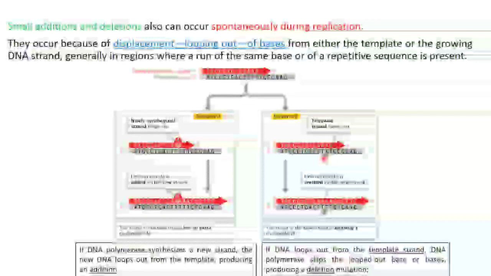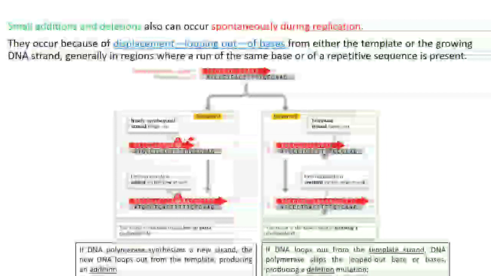When this loop occurs at the level of the template, the DNA polymerase reading the template will miss this looped out thymine. It will not be able to read it. So if it doesn't read it, it will not be able to put adenine at the level of the newly synthesized strand. So what will happen at the level of the newly synthesized strand? Here you will find the deletion of one base. So here it's an example of a deletion that can occur spontaneously during replication.